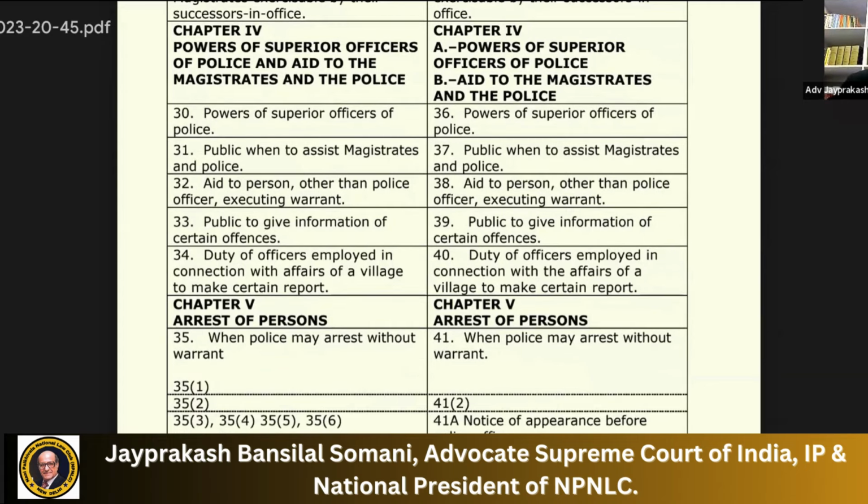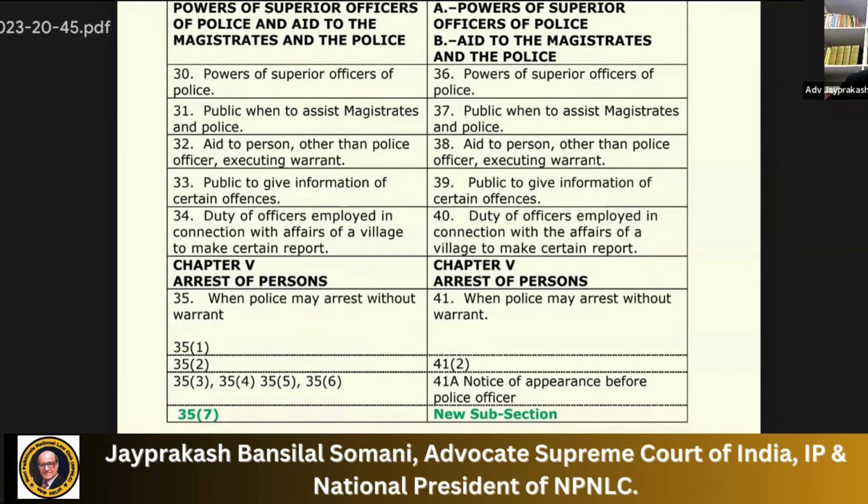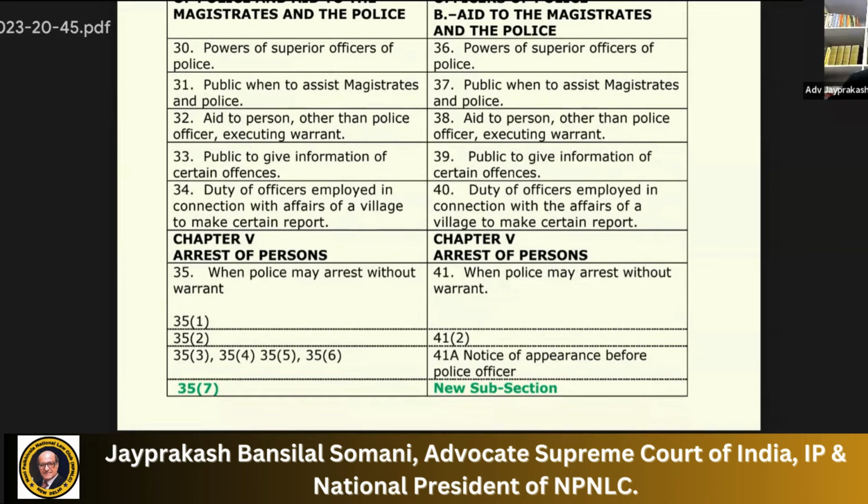BNSS Section 30, power of superior officers of police. Its earlier section was in CrPC 36. BNSS Section 31, public when to assist magistrate and police. Its earlier section was in CrPC 37. BNSS Section 32, aid to person other than police officer executing warrant. Its earlier section was in CrPC 38.